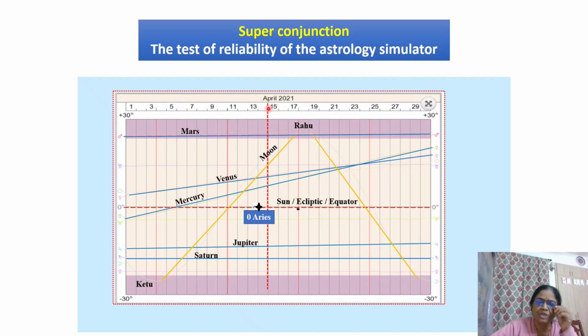There is the year 2021, and this is the 0 degree Aries. I am showing so many lines here. These are all the paths of the different planets, the real paths in those years. See, they are all going in different directions. None of them are crossing this 0 degree Aries.